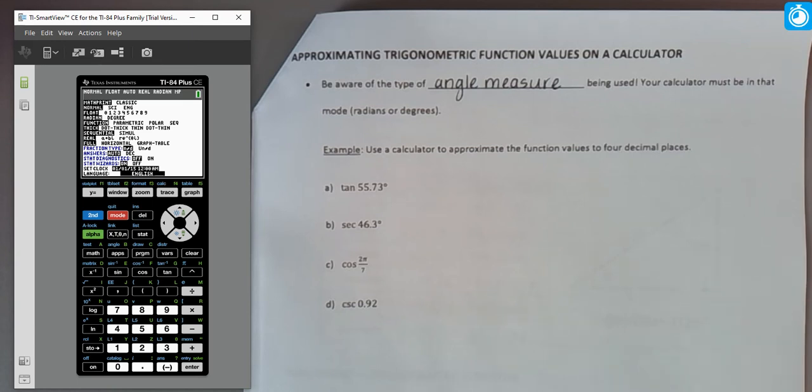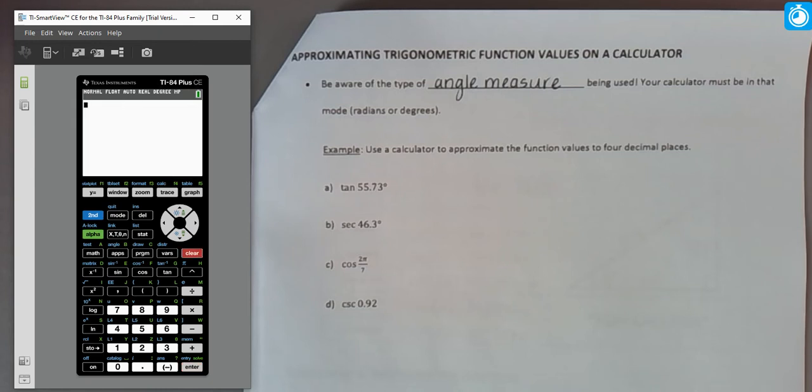For the first two parts of this particular example, we want to use our calculator to approximate our function values, rounding to 4 decimal places. For the first two, we have angles given in degrees. So we'll want to make sure our calculator is in degree mode. So I'm going to use the arrows to scroll down and highlight the mode we want. If you need to change from radians to degrees, highlight it and then press enter, and it will select that mode for you. Now once you've selected that, you can just use clear to get out, and it's set as the mode in question.